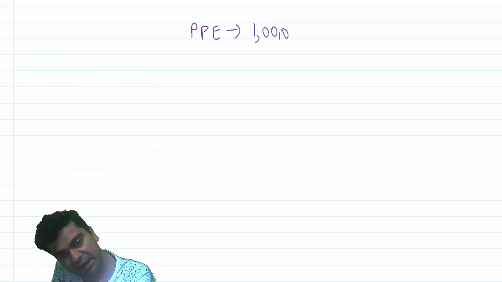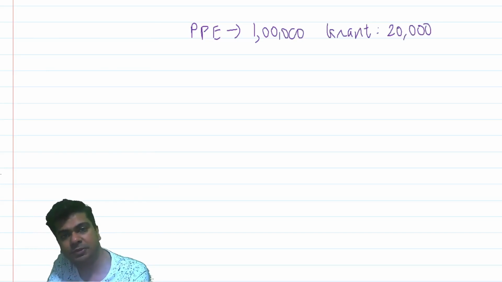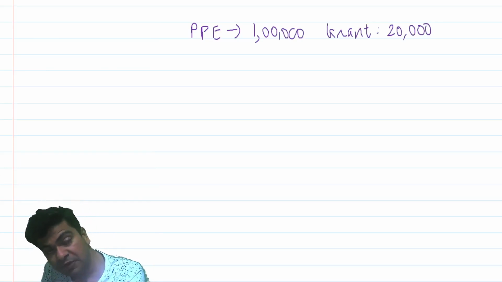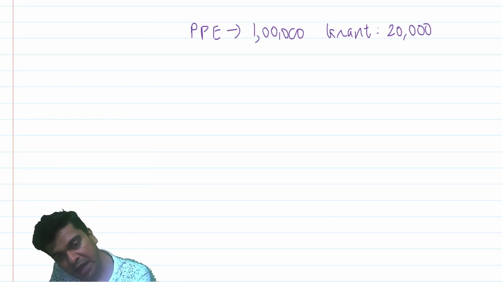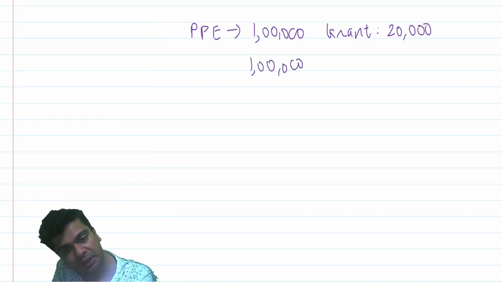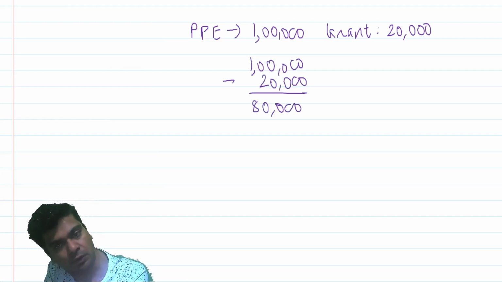Let us say there is an item of PPE, the cost of which is 1 lakh rupees. And for this, you are getting a government grant, let's say of 20,000 rupees. We have decided that we will follow the option given in Ind AS 20, where the grant is deducted from the cost of the asset. From 1 lakh rupees, I will deduct 20,000 and I will record the PPE in my books at 80,000.